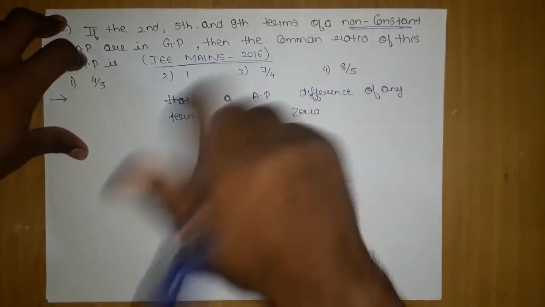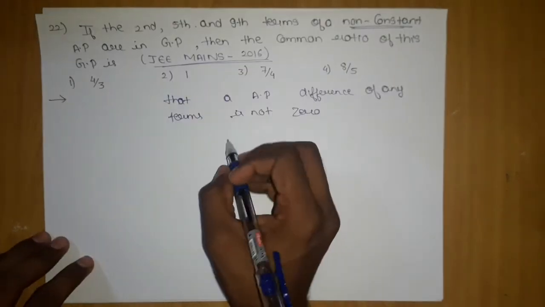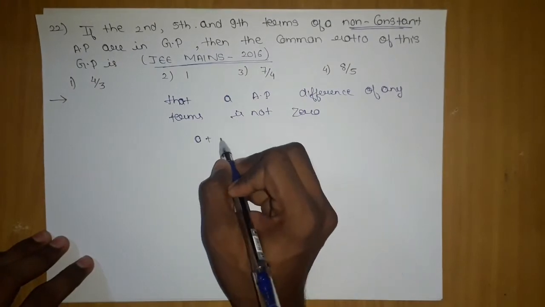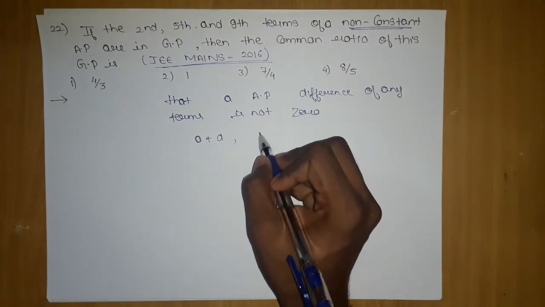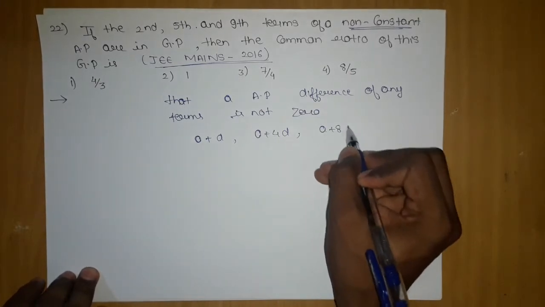It will not be zero. It means that, okay, non-constant AP. So here what they have mentioned: if the second, fifth and ninth term of a non-constant AP are in GP, my second term will be what? A plus D. My fifth term will be A plus 4D, and my ninth term will be A plus 8D.